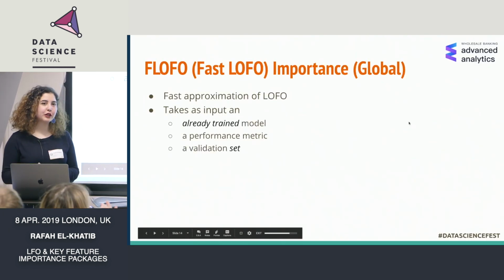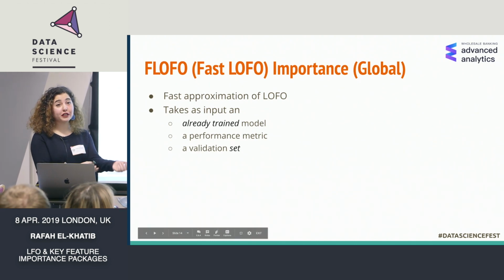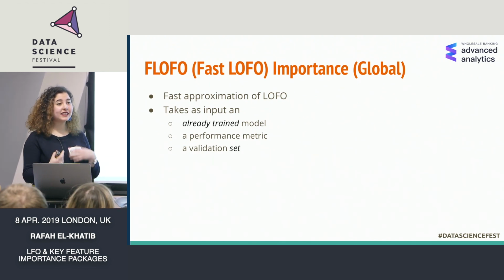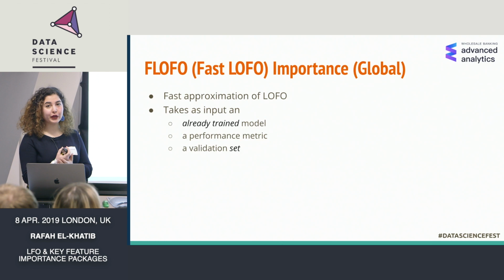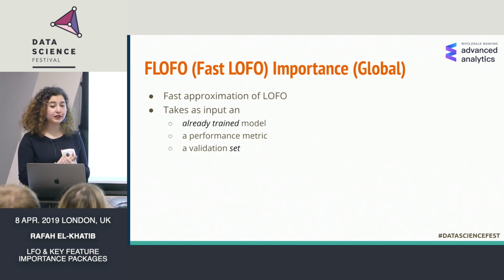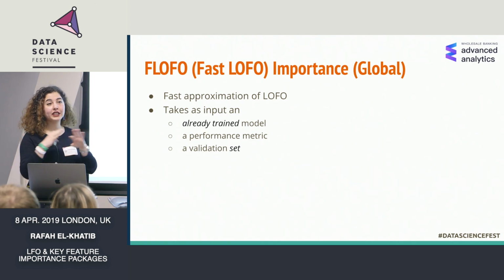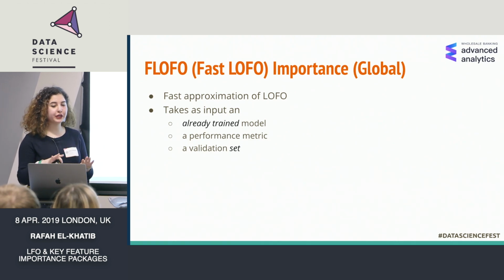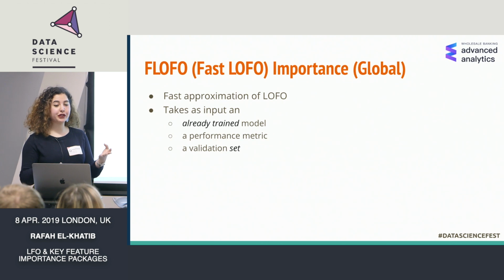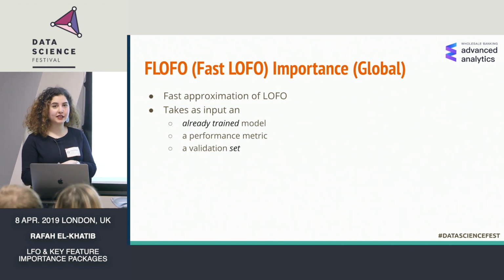So the problem with LOFO is that it's slow because it retrains. It can take quite a lot of hours if you have large data sets with a lot of features and a lot of data samples. So we made a fast approximation of it, which is called Fast LOFO, or FLOFO. It's also global. What it does is take in an already trained model, so it does absolutely no retraining, a performance metric of your choice, and a validation set.